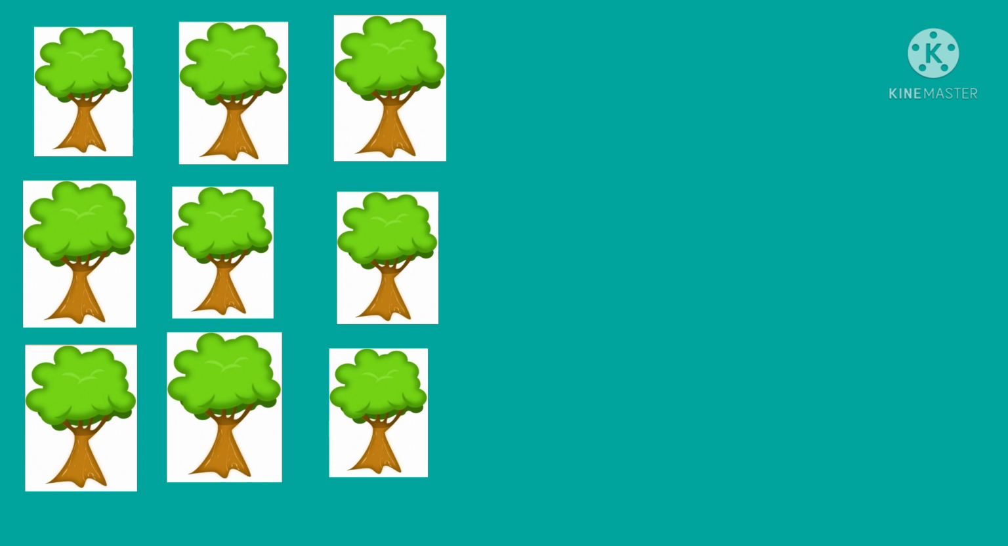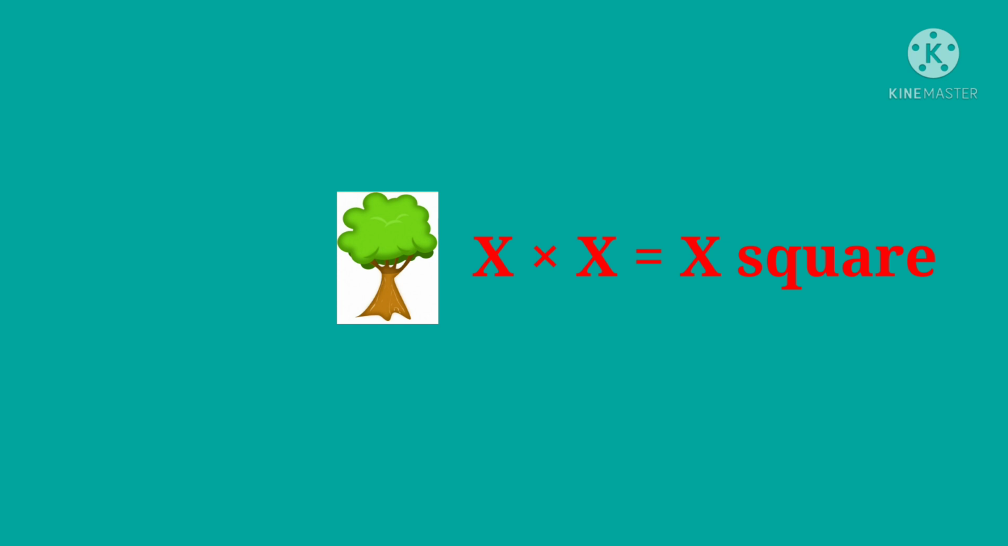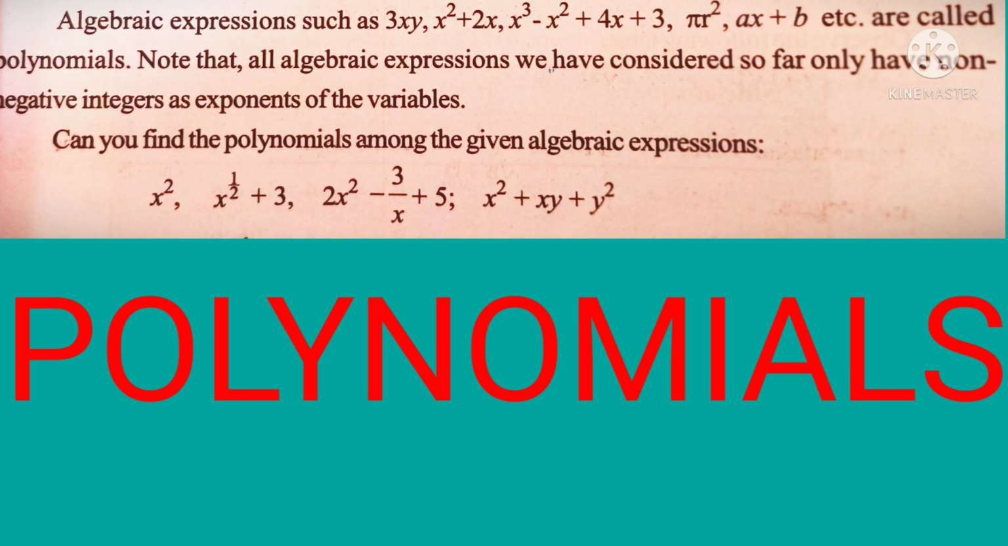There are three rows and each row has three plants in a garden. So how many plants are there in total? If there are x plants planted in x rows, then how many plants will be there in the garden? Obviously it is x square. So students, today we discuss the topic polynomials.